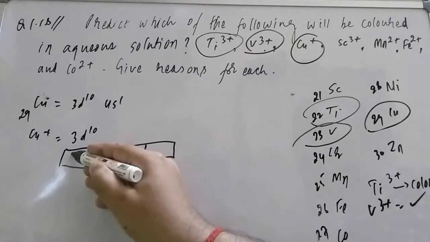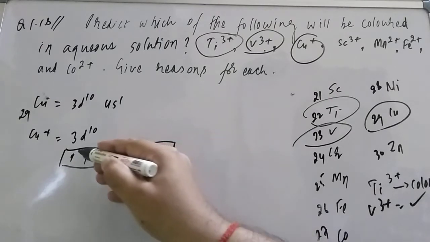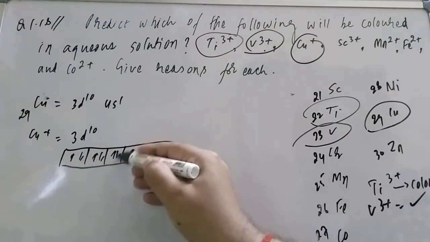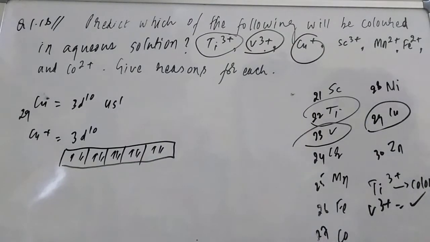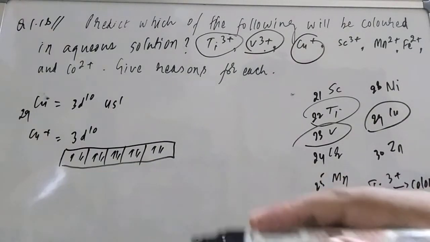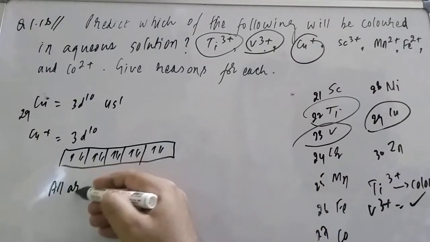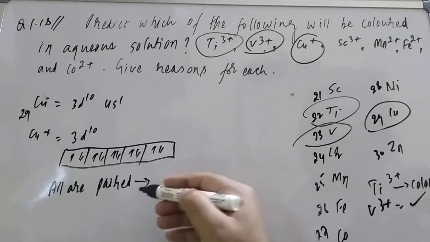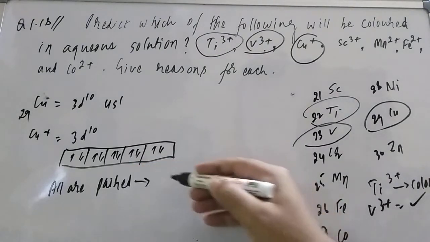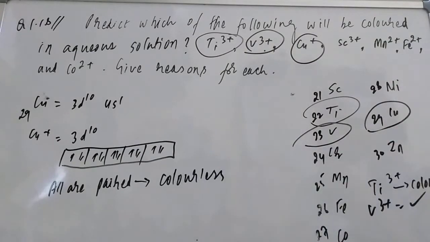In case of 3d10, student, you check how many electrons are there. 1 2 3 4 5 6 7 8 9 10. So 10 electrons are there, student. All are paired. All are paired means, student, that it is colorless. So dear student, one option we got.